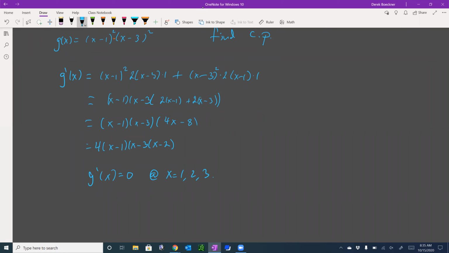Okay. Sometimes resisting the temptation to FOIL things out helps, right? So we gotta kind of be careful what you're doing there. Factor out some stuff.